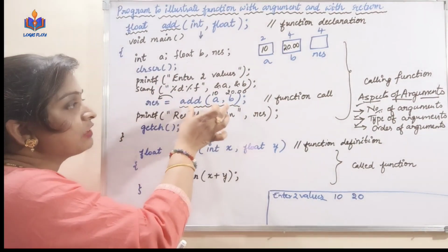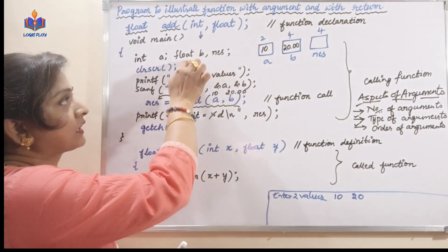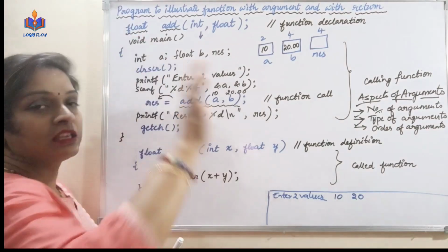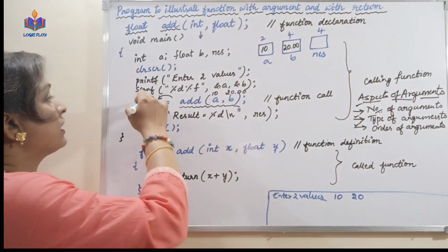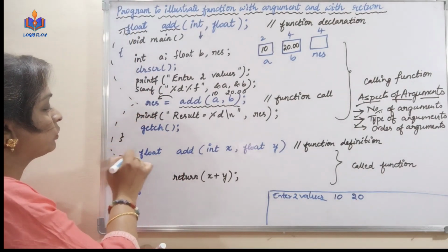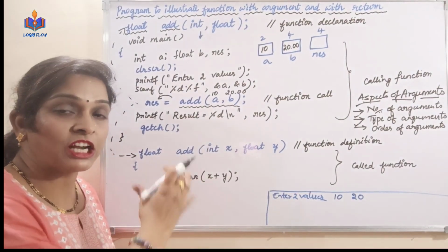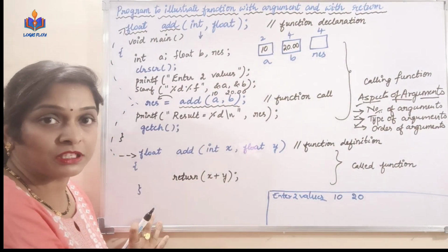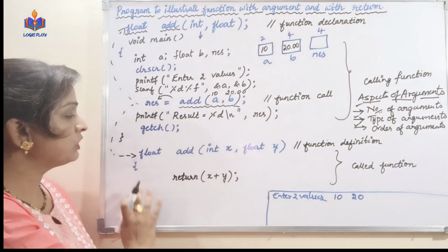And it also has to check the return. This complete function call is assigned to a variable and that variable is of float type. Is the return type float? Yes. Everything will be matched. Then, once it is checked with the declaration, the control goes to the definition part, where the function is defined with the block of statements. So the control goes to the function definition.